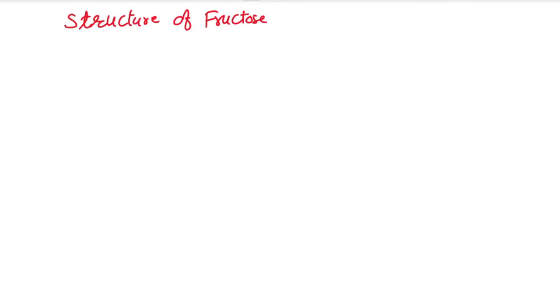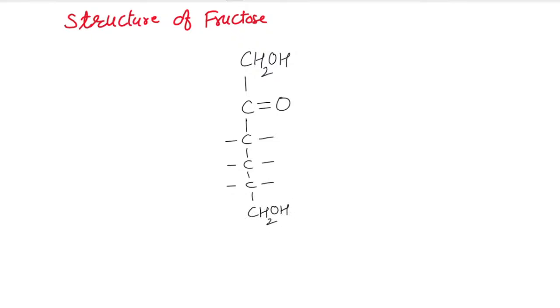See, in fructose there is one CO group. It is a ketose. Like first is CH2OH, CO, third, fourth, fifth, the structures are same, meaning the configuration is same as that of glucose. See, on the third carbon there is OH, H, H, OH, H, OH, right?